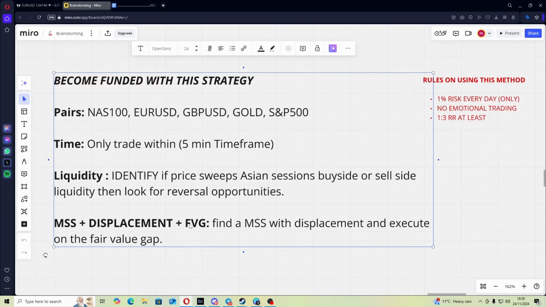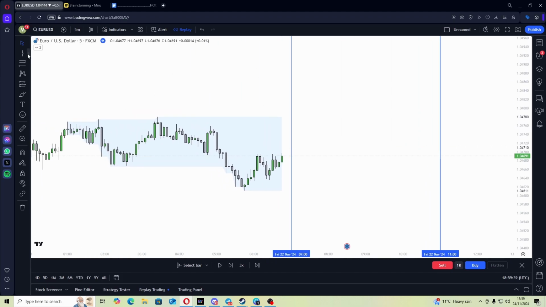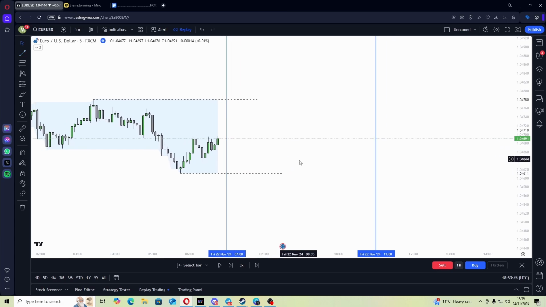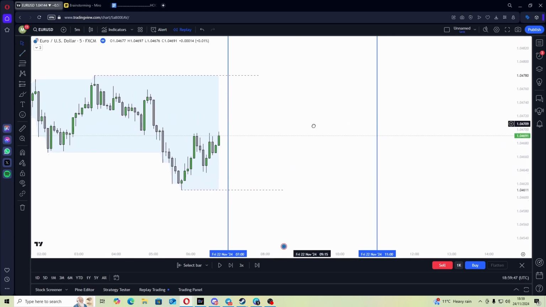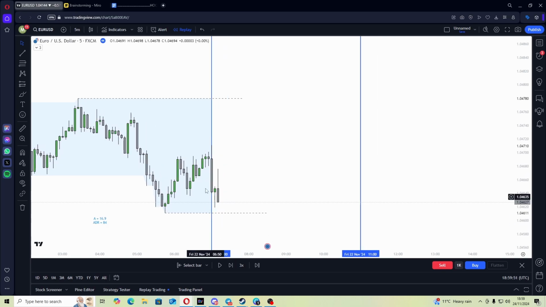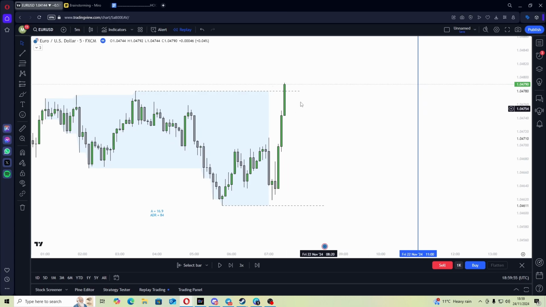So what you need to do next is identify if price sweeps Asian session buy side or sell side liquidity, and then we look for reversal opportunities, all right? So this is what I'm going to do. What I mean by this is you mark out the highs of Asian session like this, and you mark out the lows of Asian session, and you need to actually figure out which side gets swept first. So if you're waiting in live form, you would just wait for price to do its thing. It's going right now to take out one of the two, and it's just absolutely taking out the highs.